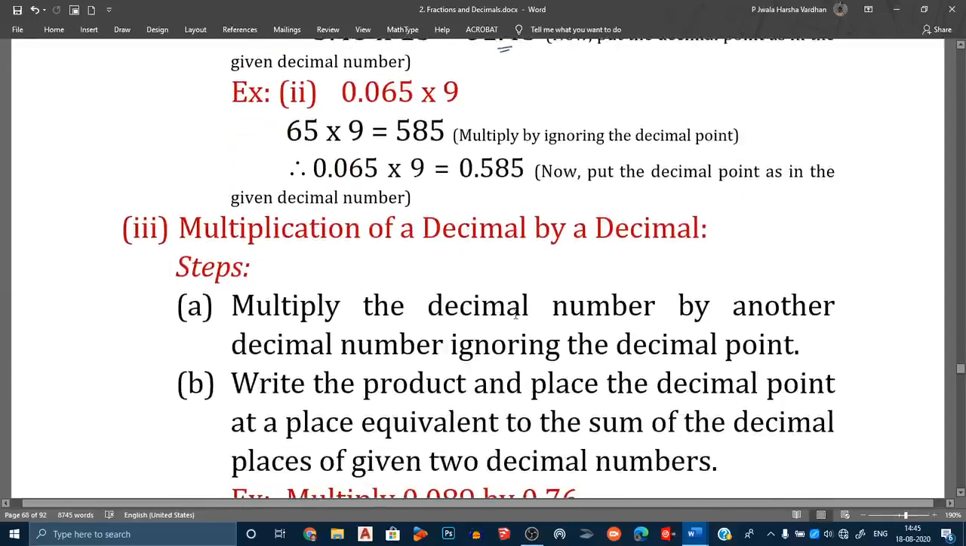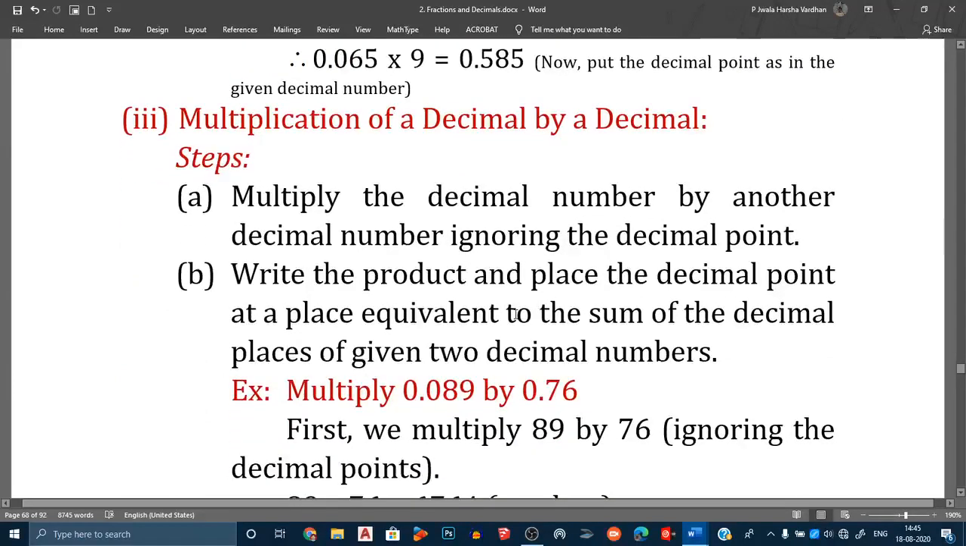If both numbers are given in decimal form, what are the steps you have to do? Multiply the decimal number by the other decimal number, first ignoring the decimal point on both the numbers. The same rule you have to use here also. You have to ignore the decimal points, write them and multiply. Then write the product and place the decimal point at a place equivalent to the sum of the decimal places of the given two decimal numbers.